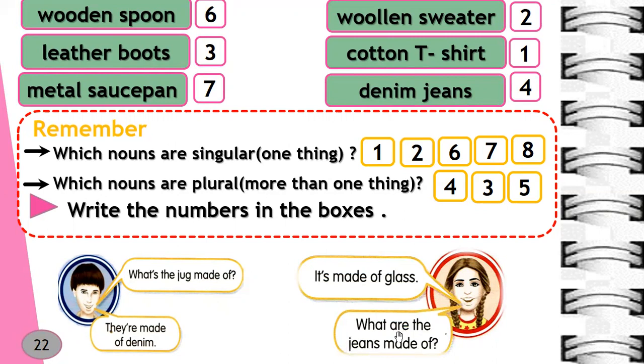When I want to ask about the material, we should use are in the question. We don't say what is. No, we say what are. What are the jeans, يعني الجينز جمع, فأسأل بـ are: what are the jeans made of? He answered, but he didn't use it is. He said they are. لاحظوا they are, استخدم بالإجابة ليش؟ لأنها سألت عن الجينز اللي هي جمع. In the answer you should say they are made of denim, قماش قطني.